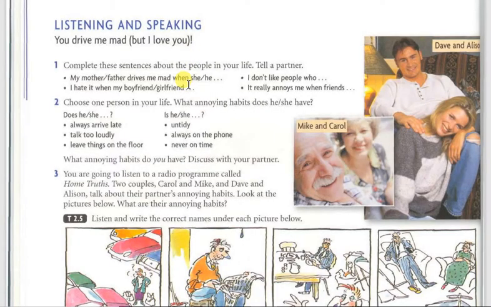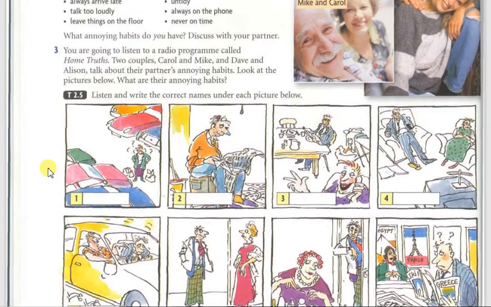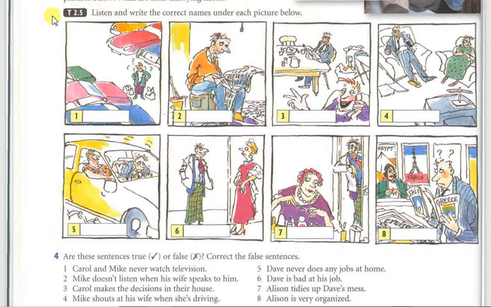Next activity is listening and speaking. Okay, so as you can see, we will start directly with activity 3. There are certain annoying habits that someone might have. You have an audio file here, as you can see: we have 2 couples, and each couple has or faces certain difficulties, or suffers, let us say, from the bad habits of their partner.